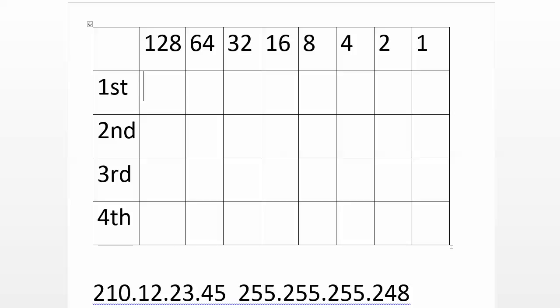Maybe one thing you can't work with hands-on, but with this, with numbers, I mean, all you need is something to write with and something to write on. When it comes to subnetting, that's it. So this time we've got a little extra conversion to do because we got 210.12.23.45 and a mask of 255.255.255.248. So let's go ahead and break these down.